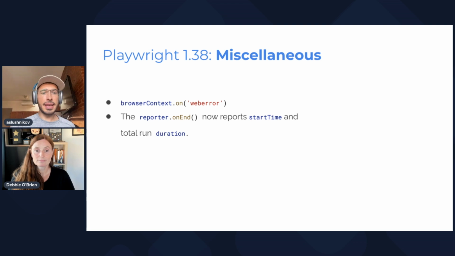The other one is that the reporter API got an update. Now in the reporter onEnd event, we report some statistics, such as start time and duration of the total test run. Cool. Handy.